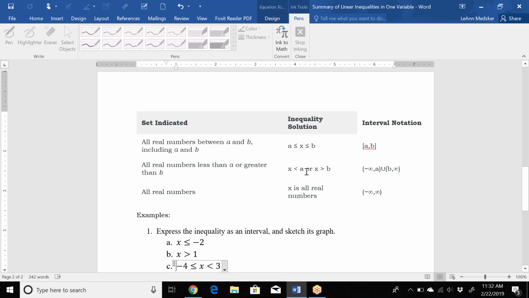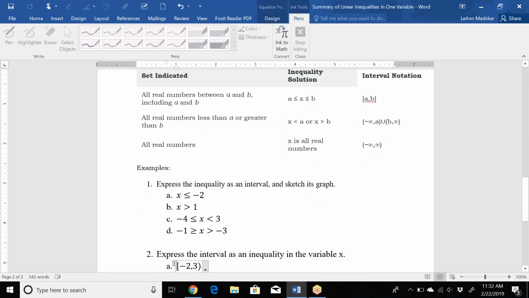Now, an or statement means that we're just stringing together two separate solution sets that may or may not intersect, and we string them together with what's called a union symbol. We use this a lot when we're solving inequalities that have polynomials or rationals in them because you will get solution sets that are kind of chopped up throughout the number line. And then sometimes the whole entire number line is shaded, and that would be represented as negative infinity to infinity.